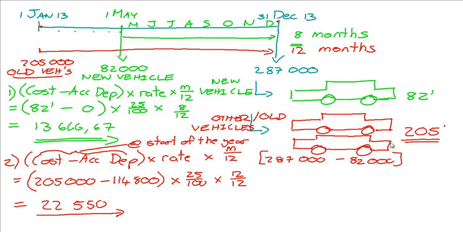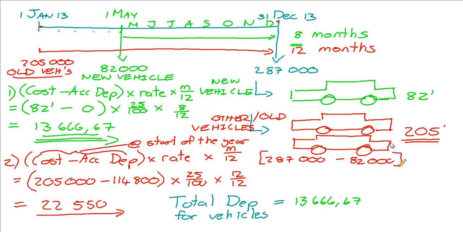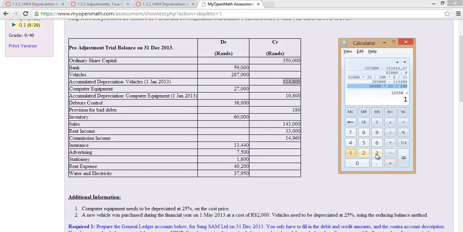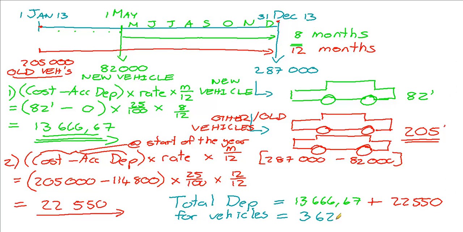My total depreciation for vehicles is going to be the new vehicles depreciation plus the old vehicles depreciation. So it's going to be the 13,666.67 plus my old vehicles depreciation, which is the 22,550, and that's going to give me my total depreciation for vehicles of 22,550 plus 13,666.67, and that is 36,216.67. Right, so there we go.